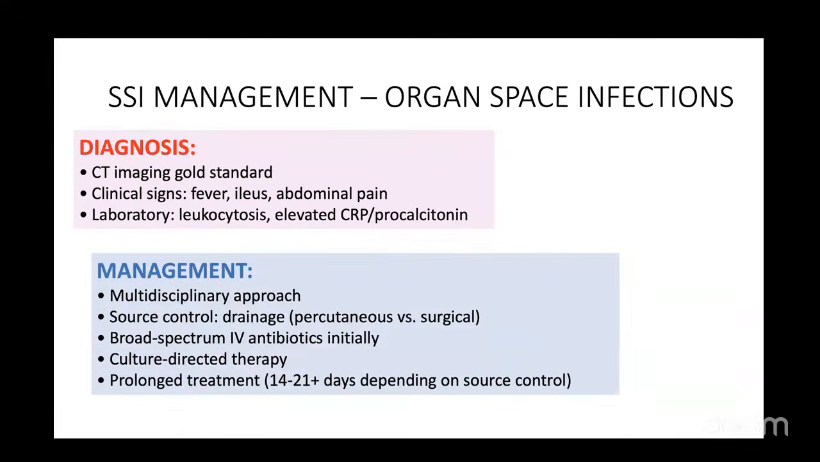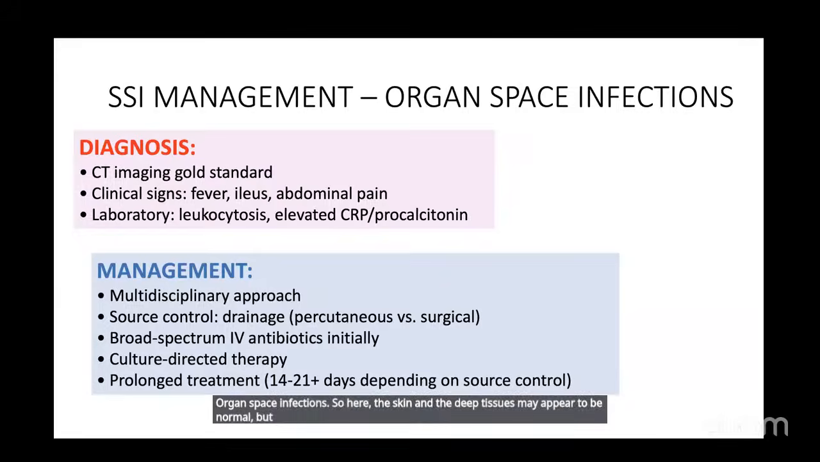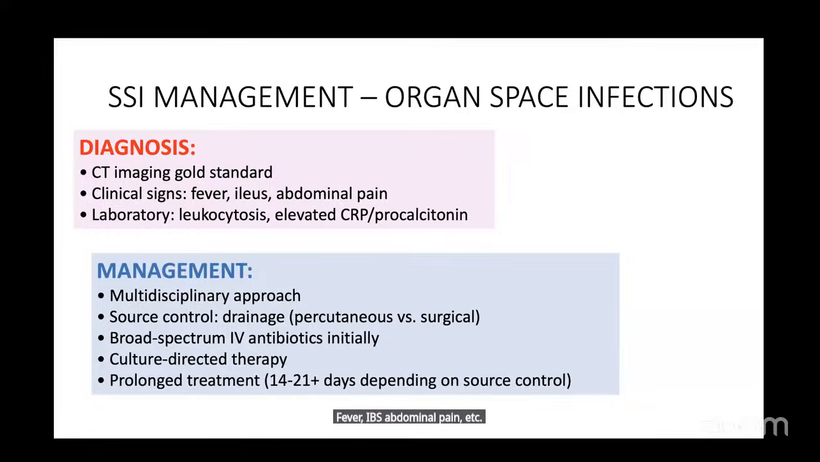Organ space infections. Here, the skin and the deep tissues may appear to be normal, but the patient has systemic manifestations: fever, abdominal pain, etc. Diagnosis will require CT. It's actually the gold standard here.